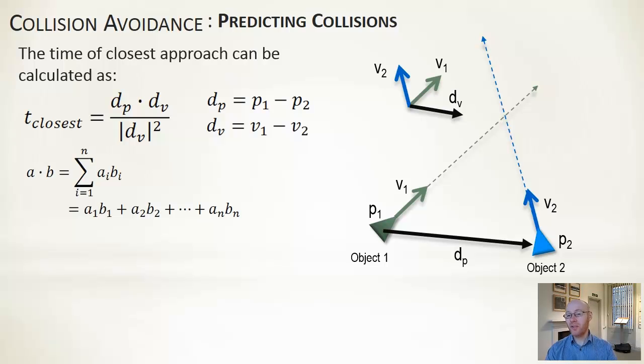So in a two-dimensional game, where we have vectors with an x and a y coordinate, the dot product is basically the x coordinate of the first one multiplied by the x coordinate of the second one, added to the y coordinate of the first one multiplied by the y coordinate of the second one. Very, very quick, very simple to calculate. So it's two multiplications and an addition.